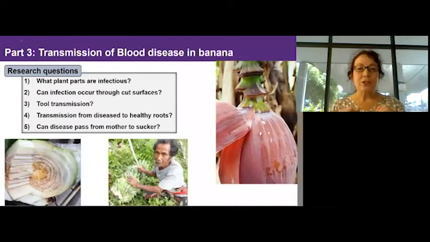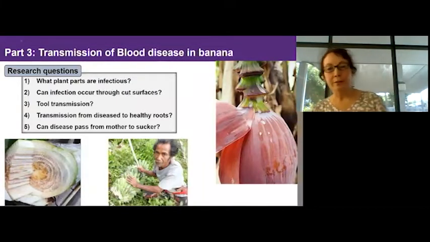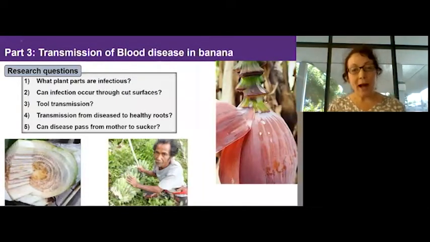So can infection occur through the cut surfaces generated during routine pruning and harvesting practices? Do the tools themselves actually transmit the bacteria? And can the disease pass from the roots of a diseased plant to the roots of a healthy plant? Does the disease pass from the mother plant through to the sucker?